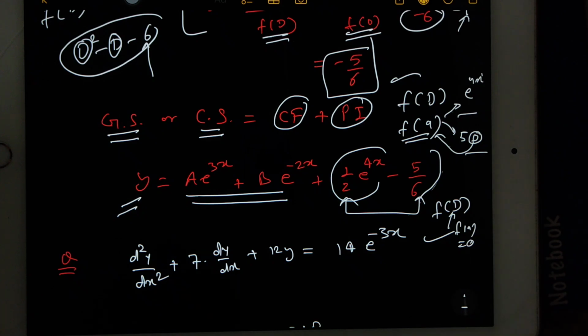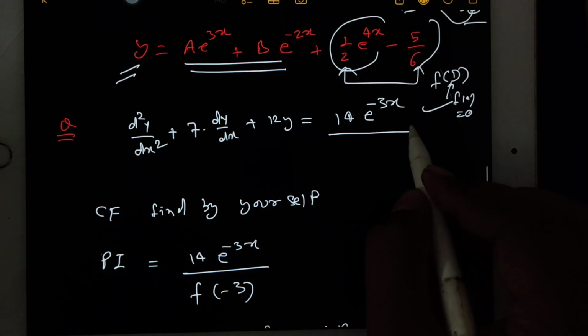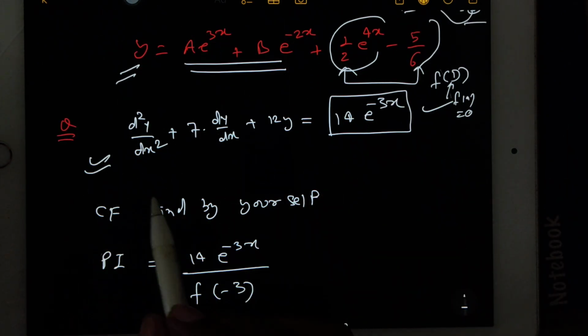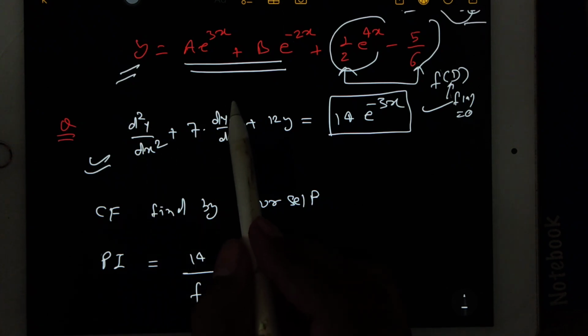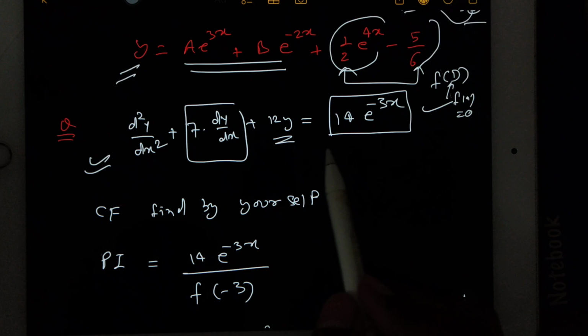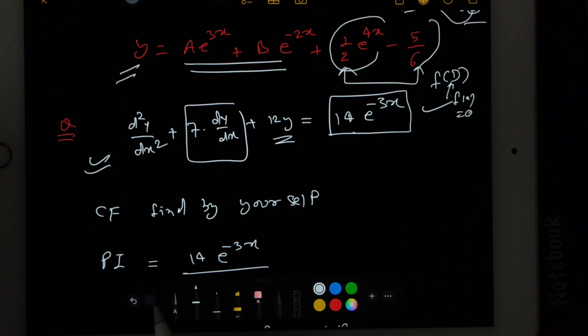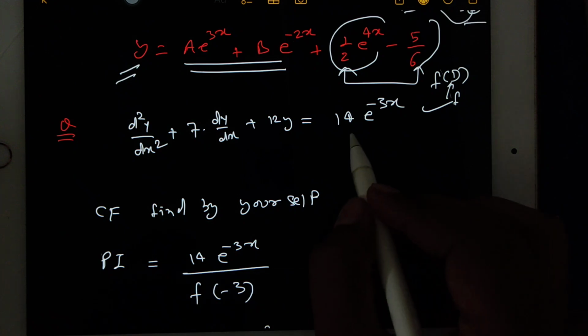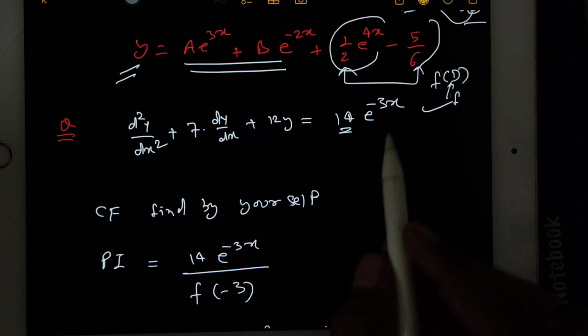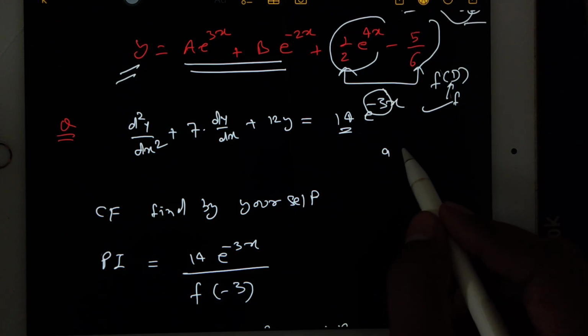will go 0. Okay, so this is the question where I have taken the left side as d squared y by dx squared plus 7 times dy by dx plus 12y is equal to 14 e power 3x. Now in this question, your 14 e power minus 3x. So what is your a? a is minus 3.